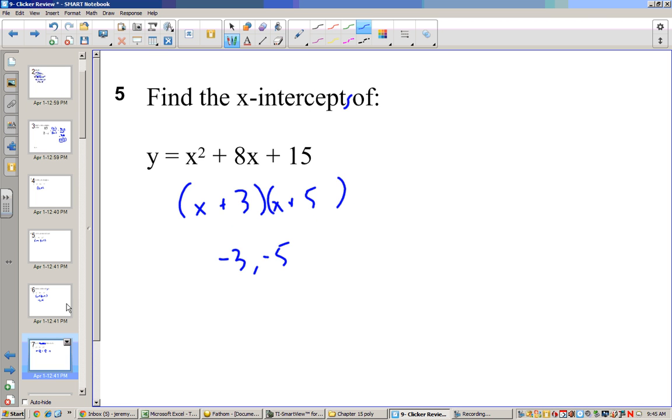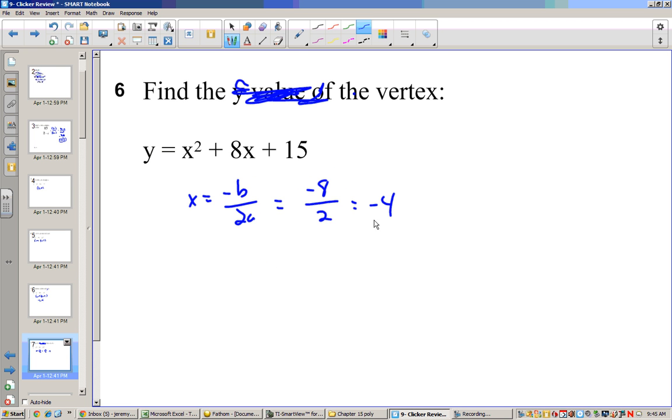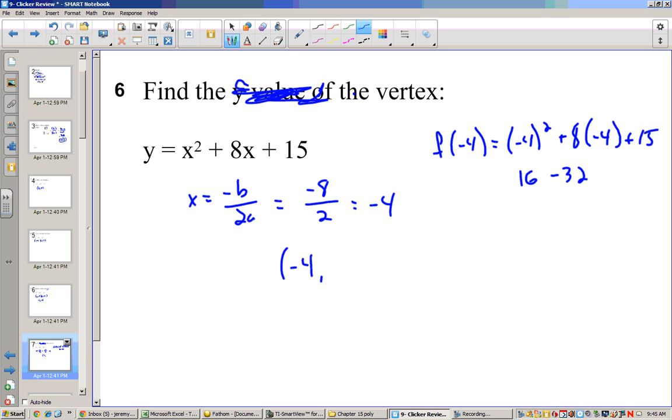And another way you could find that x value is it has to be in between the two x-intercepts. You could just take the average of those. Now once we have negative 4, we plug that back into this function. So f of negative 4 is going to be negative 4 squared plus 8 times negative 4 plus 15. Or 16 minus 32 plus 15. So that would be negative 16 plus 15, which would be negative 1. So our vertex would be at (negative 4, negative 1).